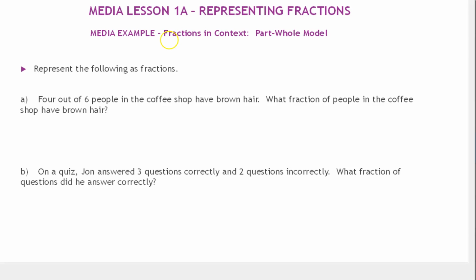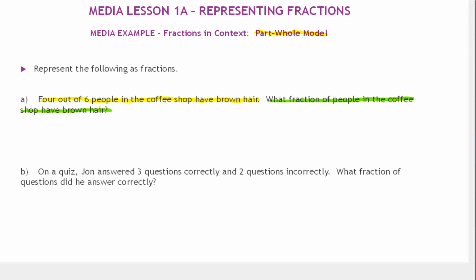In this example, we're going to continue to look at fractions in context, and this time we're going to look at the part-whole model. So our directions again are to represent the following as fractions. So let's look at the first problem and highlight important information. So 4 out of 6 people in the coffee shop have brown hair. That's our given information. And our goal is what fraction of people in the coffee shop have brown hair.